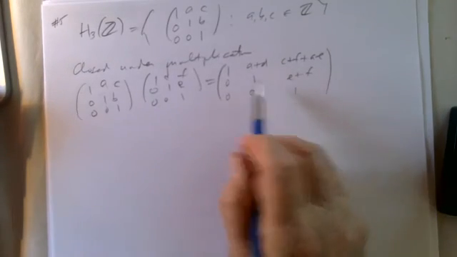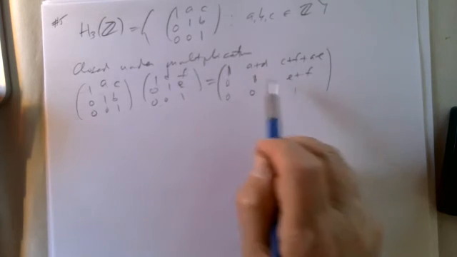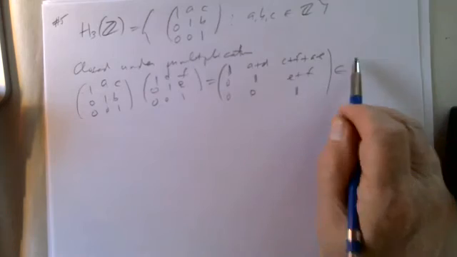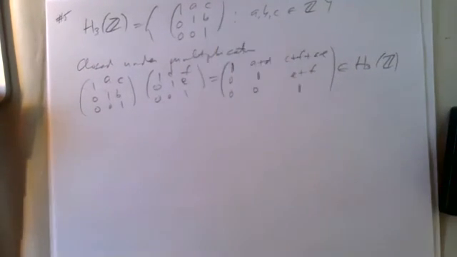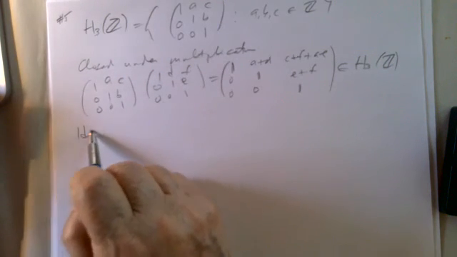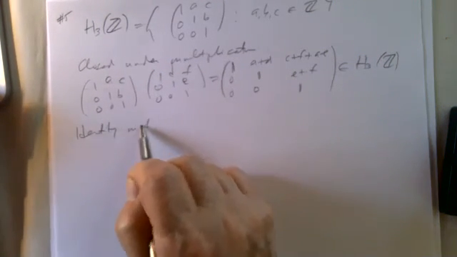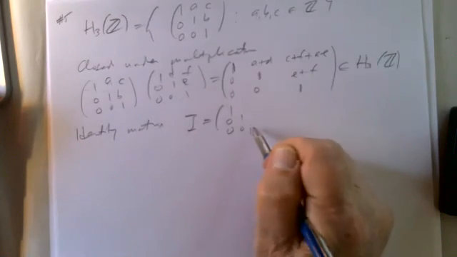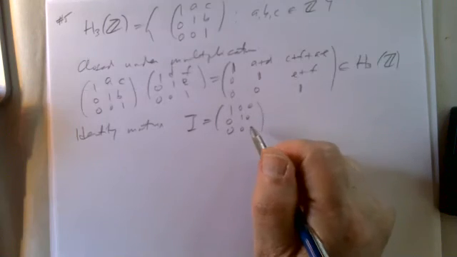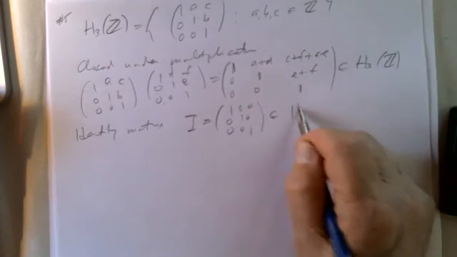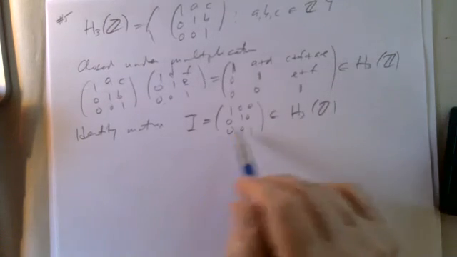So this is a matrix with ones down the diagonal, zeros underneath the diagonal, and some integers here. So this is another matrix in this set. So this set is closed under multiplication. What about the identity matrix? Well, that's easy. The identity matrix 1, 1, 1 does have ones down the diagonal and zeros below. It happens to have zeros above the diagonal, but that's fine. So this set contains the identity.